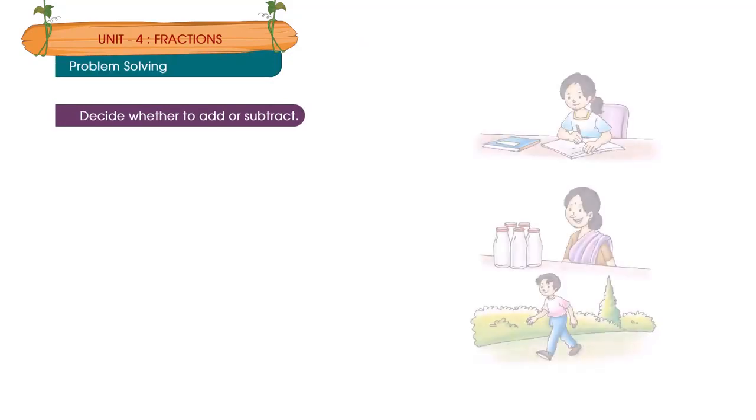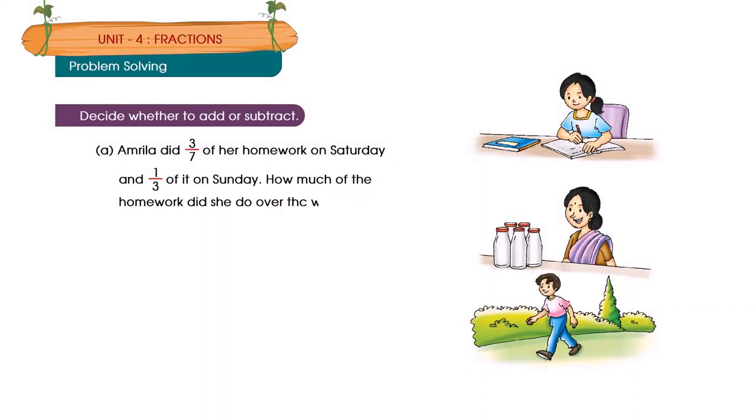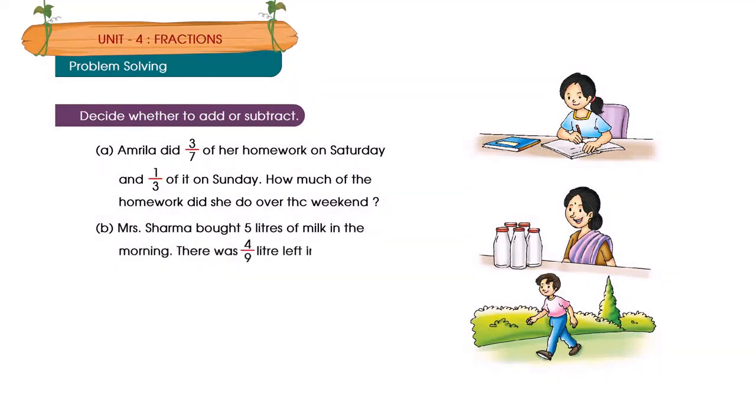Problem solving. Decide whether to add or subtract. A. Amrita did 3/7 of her homework on Saturday and 1/3 of it on Sunday. How much of the homework did she do over the weekend? B. Mrs. Sharma bought 5 liters of milk in the morning. There was 4/9 liter left in the evening. How much was used during the day?